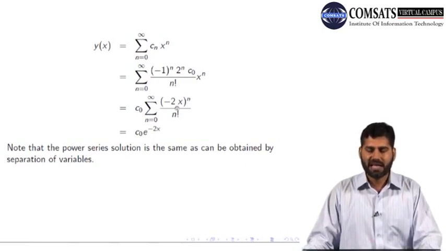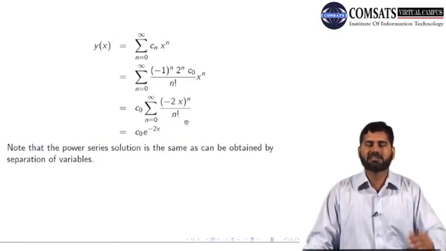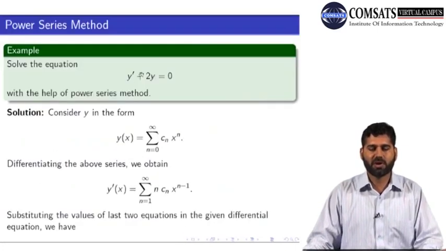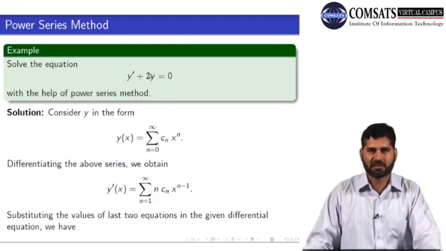And if you recall, x to the power n by n factorial summed up was the Taylor series of e to the power x. But now x is replaced by minus 2x. So my solution should be C0 e to the minus 2x. So this is my solution. C0 is arbitrary because it's a first order differential equation. In a first order differential equation, I should have one arbitrary constant in my solution.